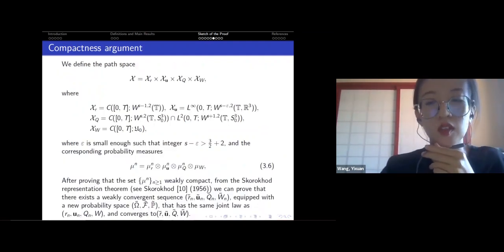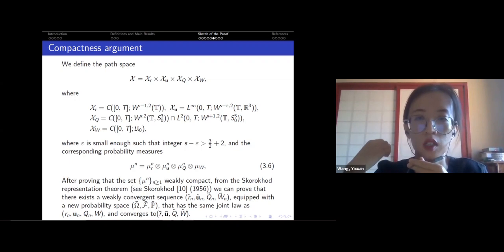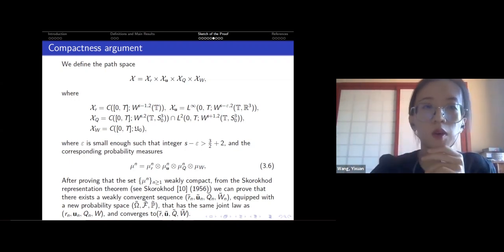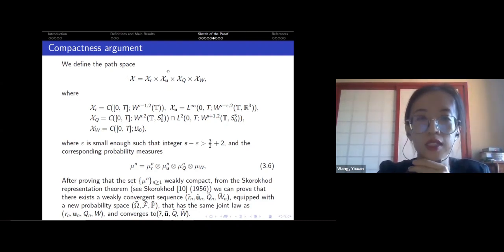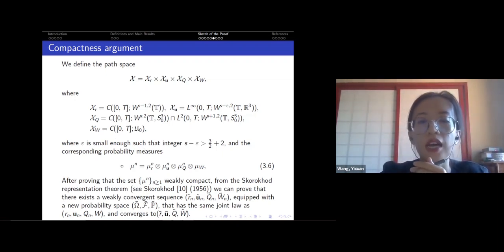After getting the uniform estimate, we need to pass n to infinity. Here is the difference from the deterministic case, after using the random variable in the equation. We cannot just directly take n to infinity. We define the path space, that's C_R, C_U, C_Q, correspondingly, and define the corresponding probability measures mu_n.